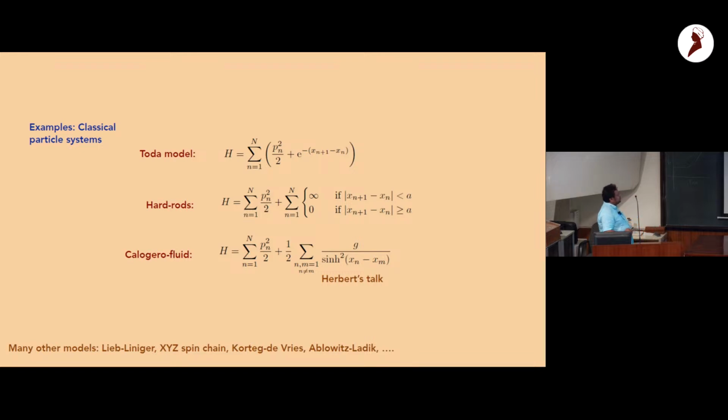Okay, so these are some examples of classical particle systems which are integrable. This is the Toda model, which has particles in one dimension interacting via exponential interaction in the separation between successive particles. Hard rods, of course, they cannot come closer than a distance a. Colloidal fluid, which Herbert has talked about in detail. And there are many other models, quantum models as well as continuous models.